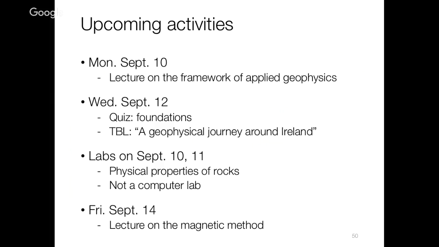The lab you're really going to like because it's on the physical properties. There are four stations where you're going to measure different physical properties. It's not a computing lab. You'll be working with magnetic susceptibility, electrical conductivity, sonic velocities, and density. Then on Friday we'll have a lecture on the magnetic method. Friday will be the first time I'm actually starting one of the 6 surveys.